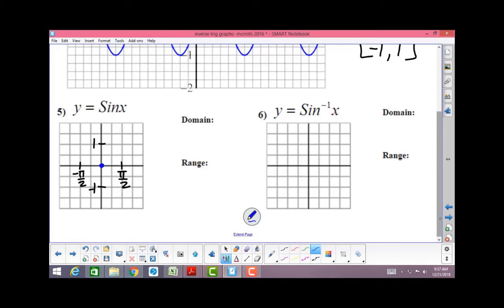And so we know that sine starts at the origin and goes up. And so these are the main values we're going to graph. So when we write the domain, it is -pi over 2 to pi over 2.